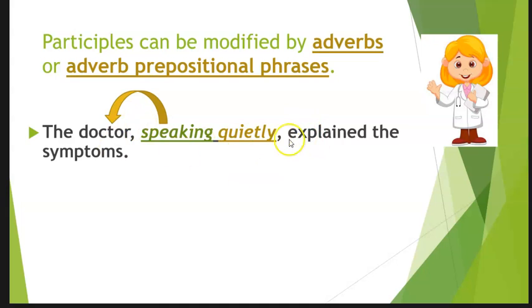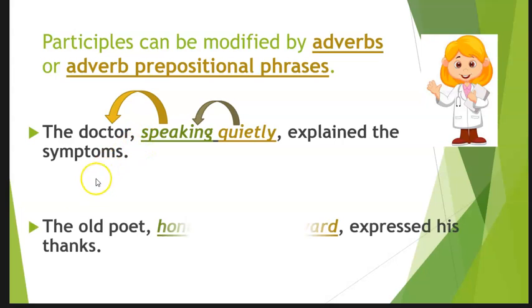You'll notice it's set off by commas, because it's a phrase here, it's not just one word. Quietly is an adverb telling us how the doctor's speaking. So even though participles are acting as adjectives, they can have adverbs modifying them, just like other adjectives can. They typically become phrases like this, and they get set off from the rest of the sentence with commas to tell us that it's modifying doctor.